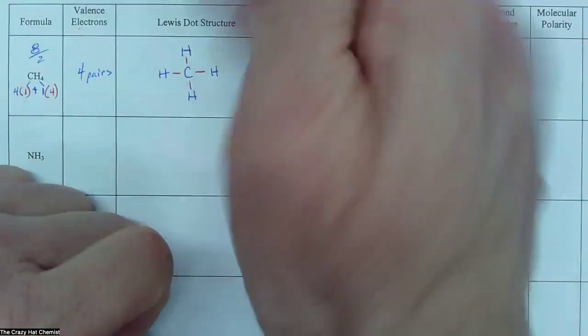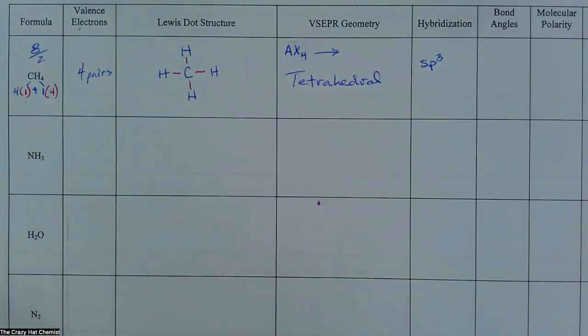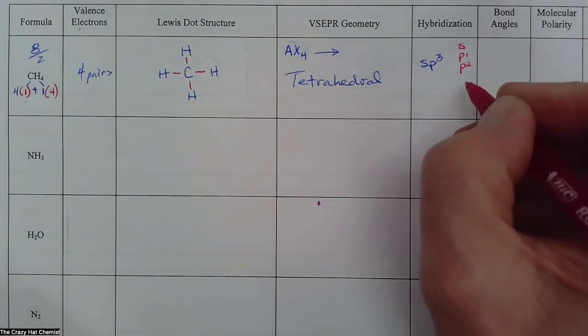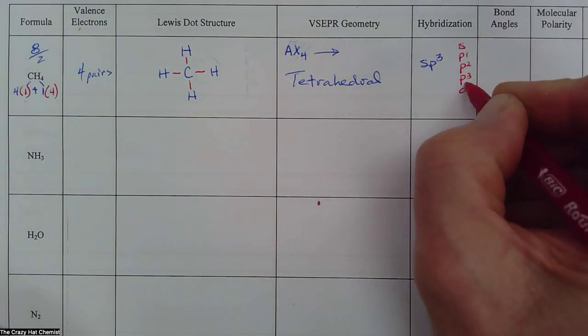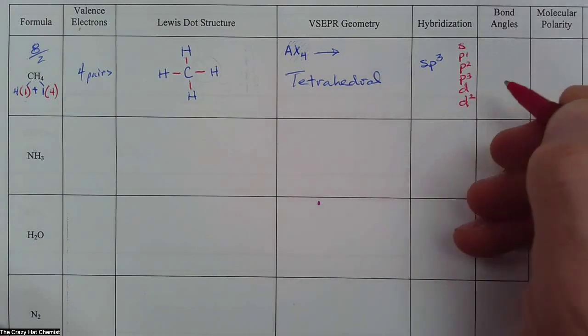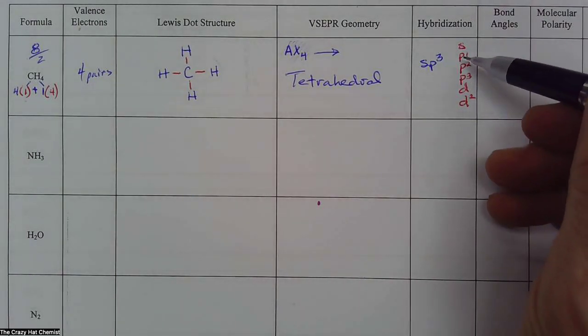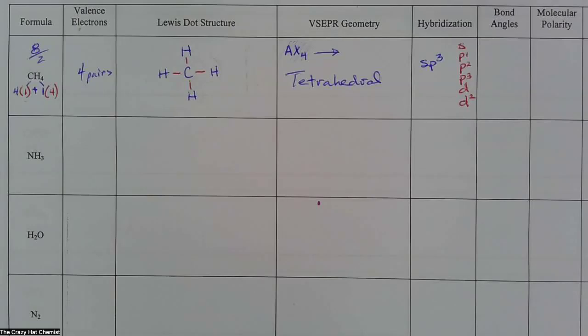So let me erase that right over here because again, that does not actually belong here. And when we are counting this hybridization, it's actually S, P1, P2, P3, D1, and D2. Okay, so that's our order. That means that there's 1, 2, 3, 4, 5, and 6 potential domains or regions around the central atom. That's what we're looking for. Our next column here is called bond angles.